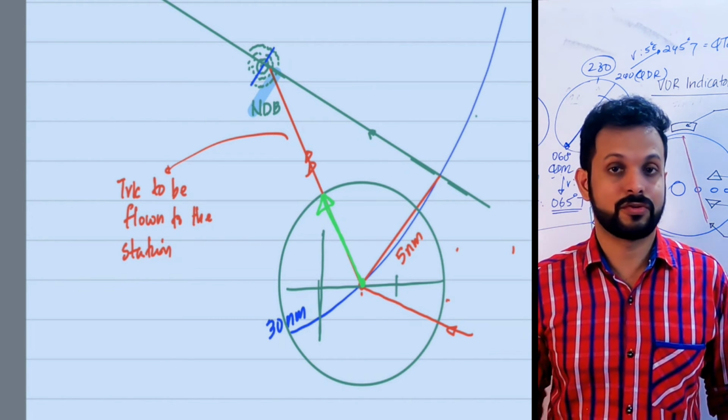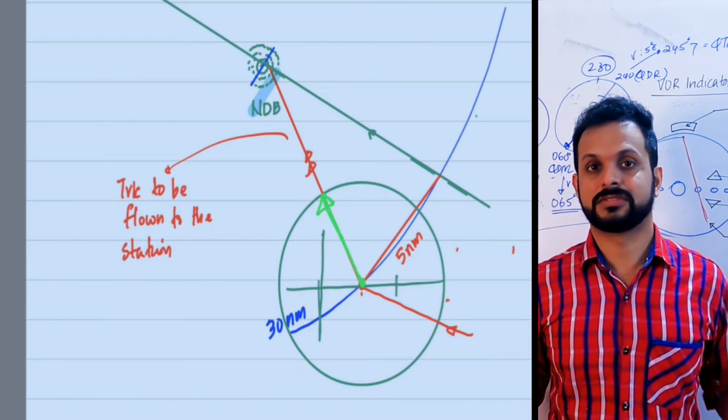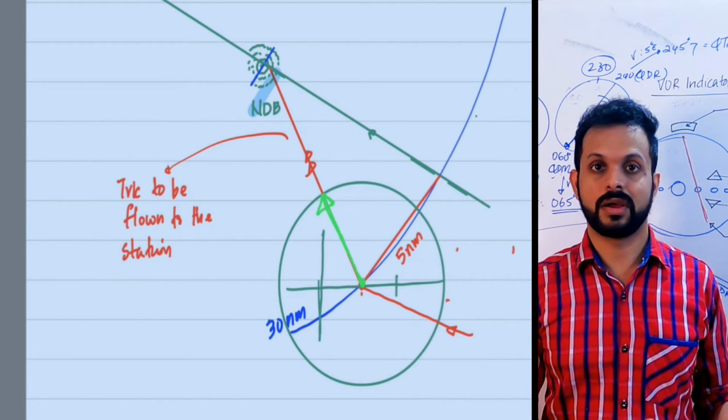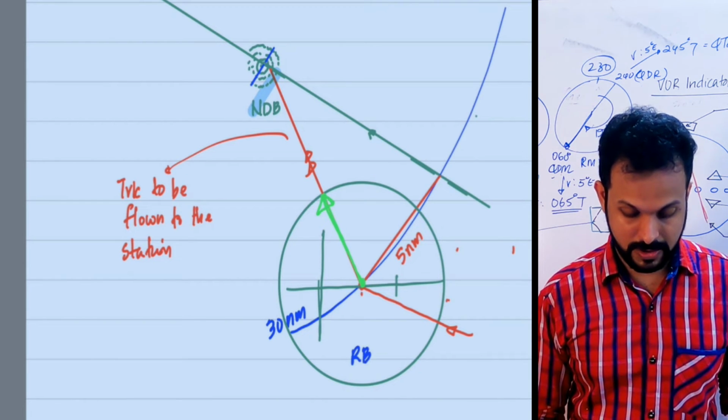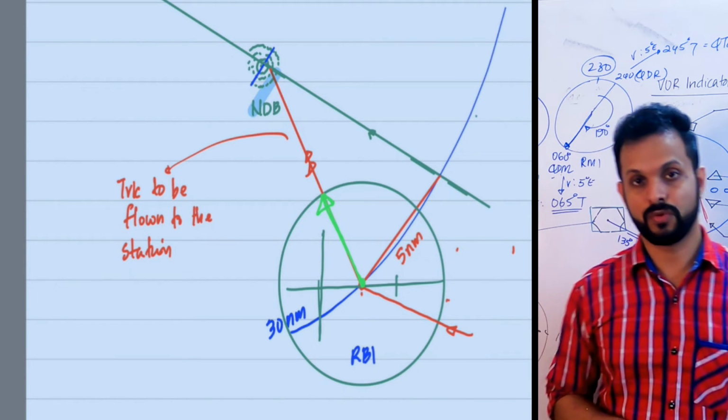You either have to find the track or read the track straight from the indication, depending upon whether it's an RBI or RMI. So we assume that here we have an RBI indication, right? We'll also see what the RMI indication would be a bit later.